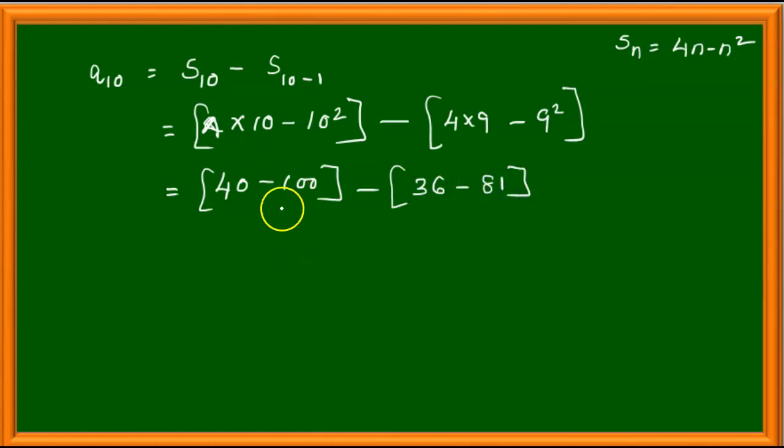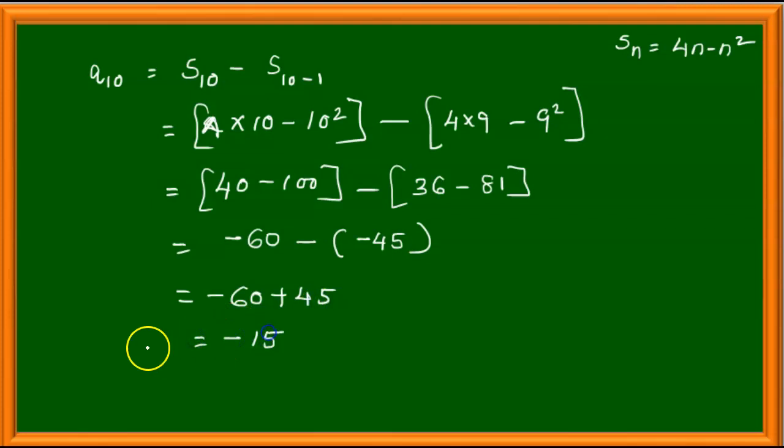Subtracting these two, what will we get? This becomes minus 60, because if you subtract a bigger number from a smaller one, you get a negative number. And minus of what is in the bracket gives minus 45. So minus minus becomes plus. Minus 60 plus 45 is equal to minus 15. So A10 we got is minus 15.